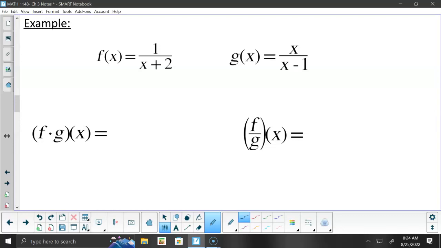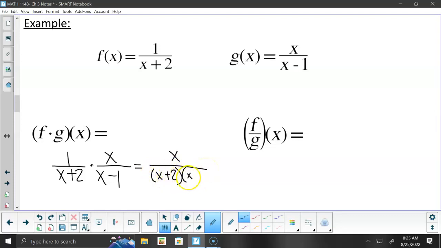So when we start with multiplying them, 1 over x plus 2 times x over x minus 1. Can I simplify anything before I begin? Now, when it comes to actually multiplying this, I would just multiply straight across the top, straight across the bottom, but I would not factor everything out on the bottom yet. I would leave it just like that.